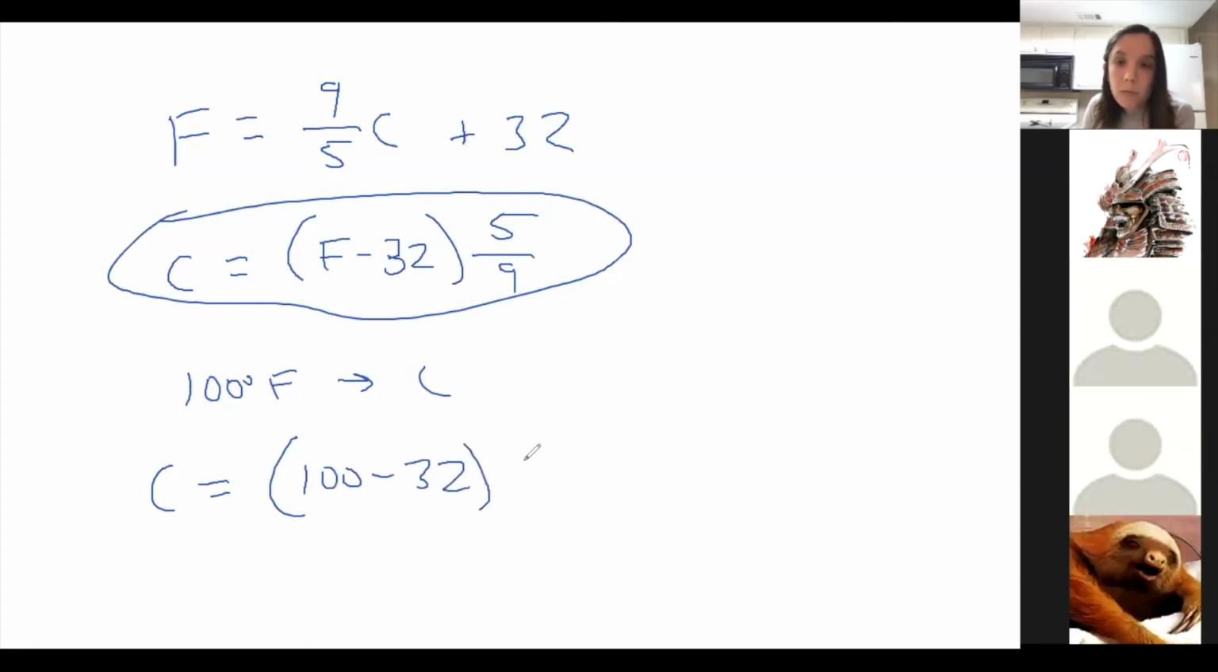Wait, Miss Holly, do you use the little degree symbol on Kelvin or no? Oh yeah, good question. No, you don't. You don't ever say degrees Kelvin, only Celsius and Fahrenheit, but Kelvin you don't. Okay, thank you. So you just do that, 100 minus 32 times 5/9, and that would give you 38 degrees Celsius. So that's how you convert between the two.